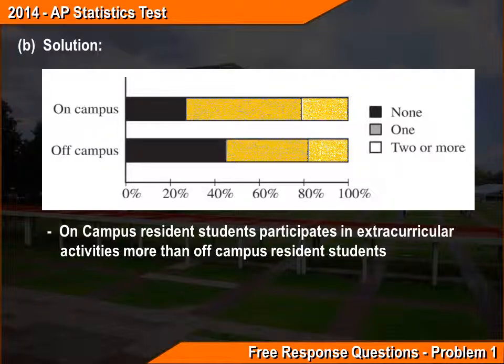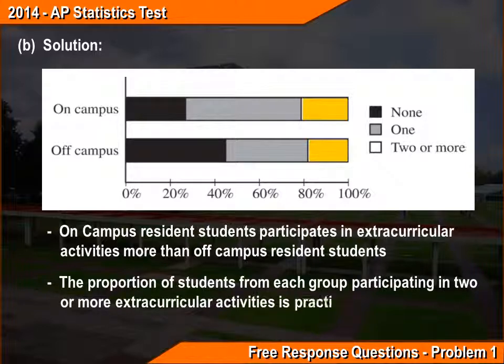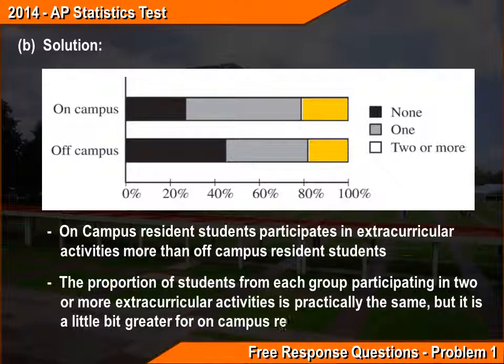Focusing on the corresponding two or more activity portions of the bars, we can see that the proportion of students from each group participating in two or more extracurricular activities is practically the same, but it is a little bit greater for on-campus residents.